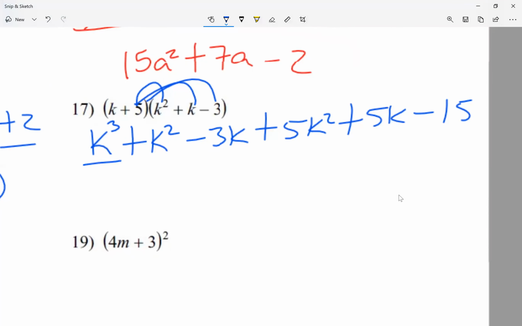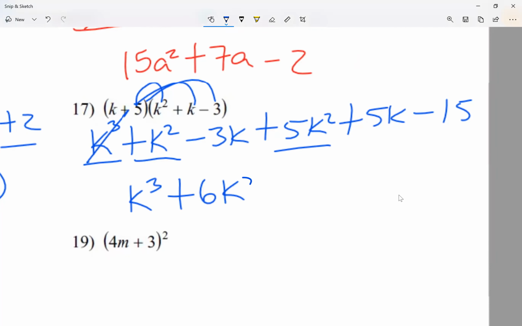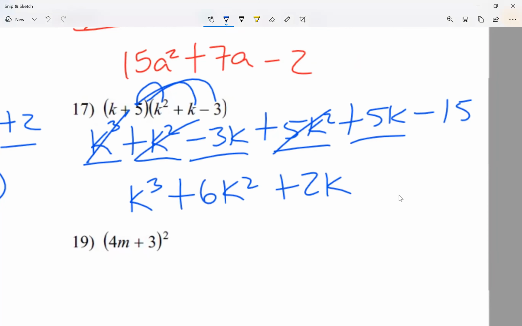My highest exponent is k to the third. Cross it out because I already used it. Then k to the second, I see 1 plus 5. So I'm going to call that 6k to the second. And then k to the 1, I see a negative 3 plus 5. I'm going to call that positive 2k. Signs were different, so I subtracted, and keep the sign of the larger one. And at the end, I see a minus 15.